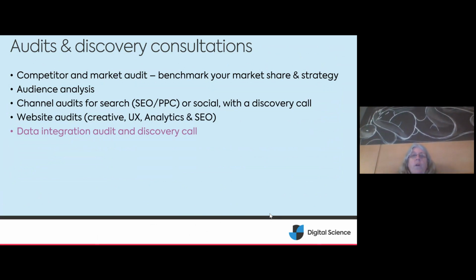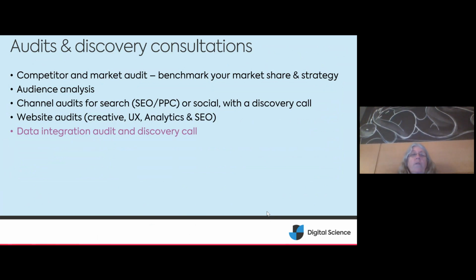I'll explain which ones are and which ones aren't as I go through. So the competitor market audit is free. This is very similar to what you may have seen in previous presentations around SimilarWeb, where we can benchmark your analytics and your 4 chosen competitors to try and understand what's happening in your sector and give you a strategy of what channels they're using.